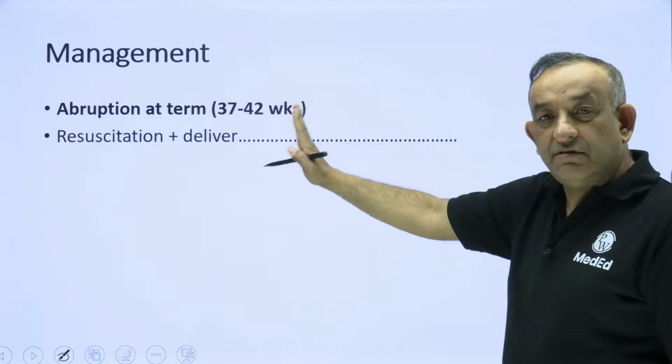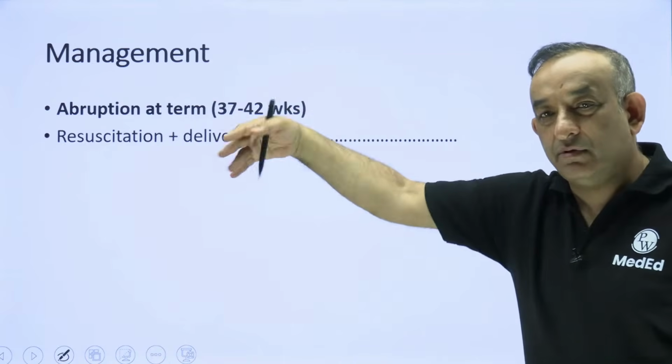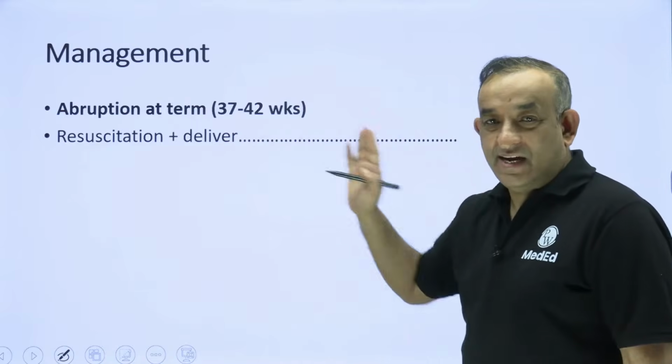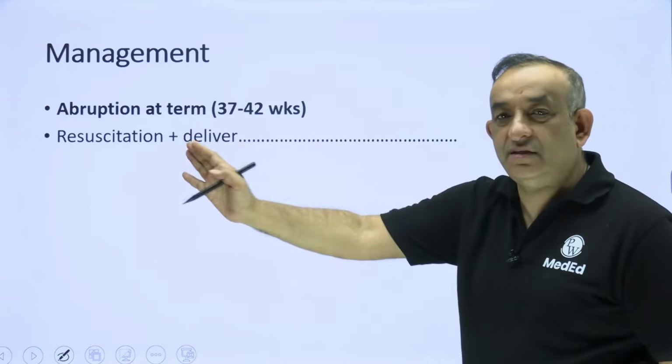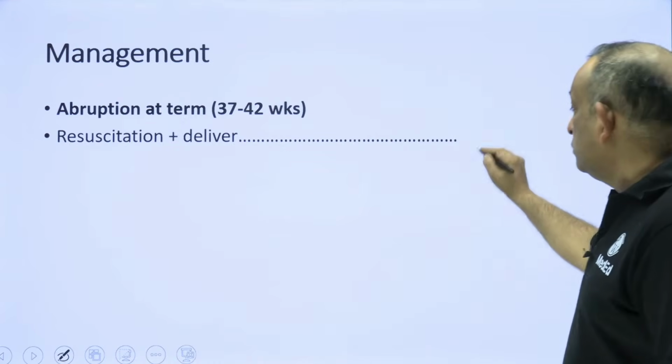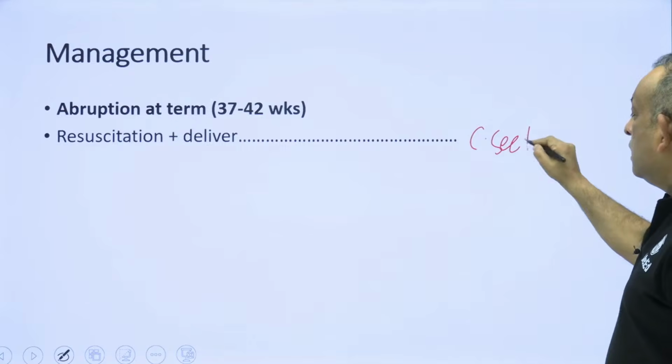Abruption 37, 42, IV line, IV fluids, all that you can write in your theory exam. But what is the core basic? Resuscitate and deliver. This much you should know. How do you do resuscitation? It's taught to you in many subjects. You have to deliver. How do you deliver? You do a cesarean section.